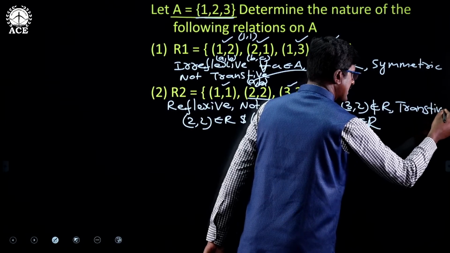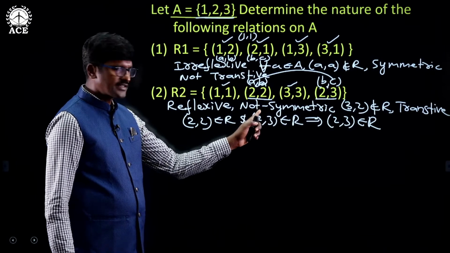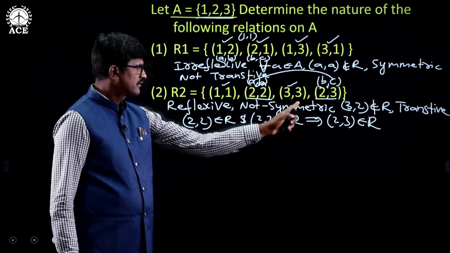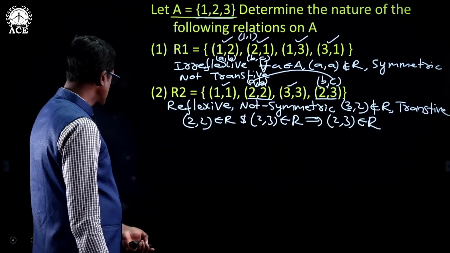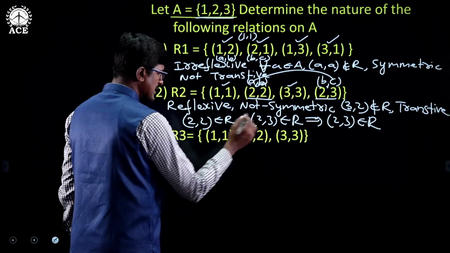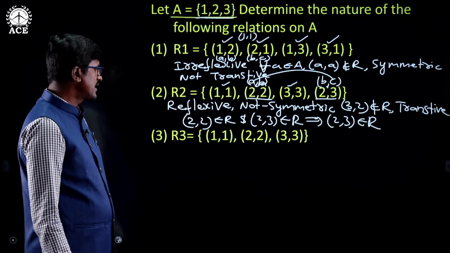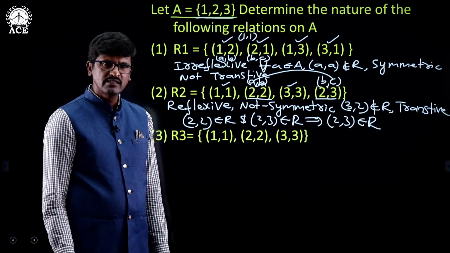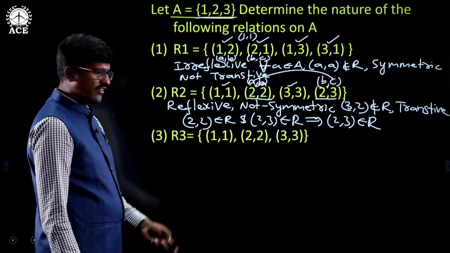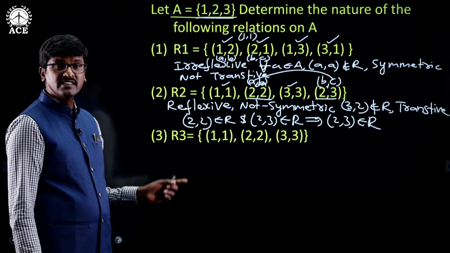So, the second one is R2: it is reflexive, but not symmetric and not transitive. The next one is R3 equals {(1,1), (2,2), (3,3)}. Is it reflexive? Yes, (1,1) is there, (2,2) is there, (3,3) is there. This is a reflexive relation. Now, is it symmetric? Yes, this is symmetric.